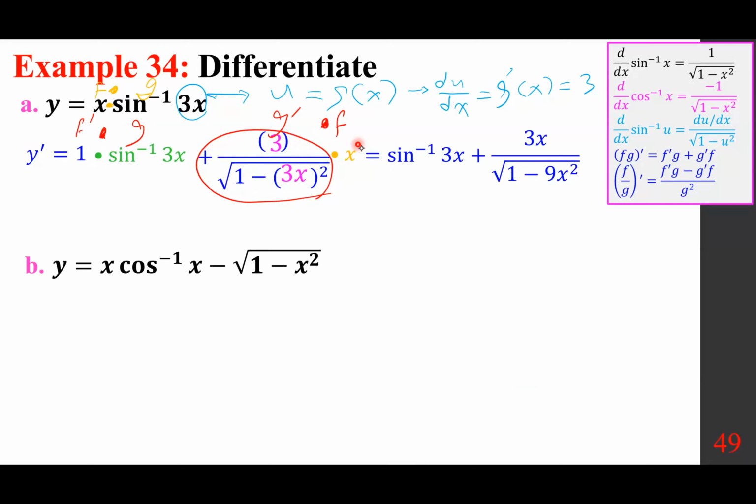Let's look at the derivative of y equals x cosine inverse of x minus the square root of 1 minus x squared. Well, two things we need to do. We need to change this to 1 minus x squared to the power of 1 half. That's one thing we need to do. The other thing is I'm going to put a raised dot in between here, meaning that this is the f function. Cosine inverse is the g function, and I'm going to use the product rule on this.